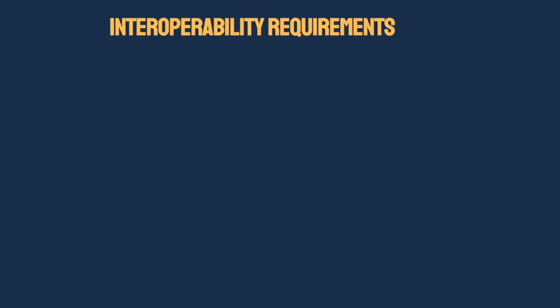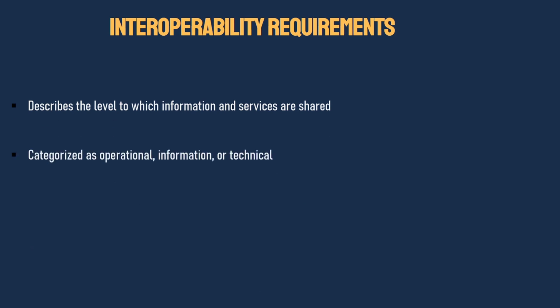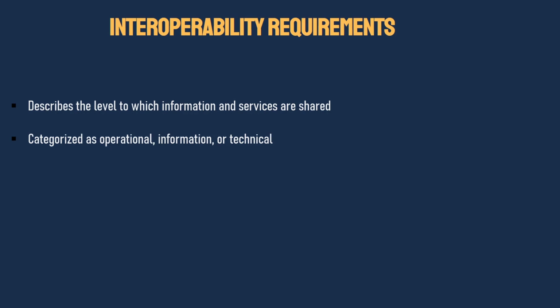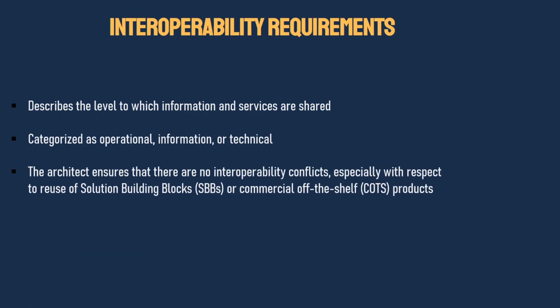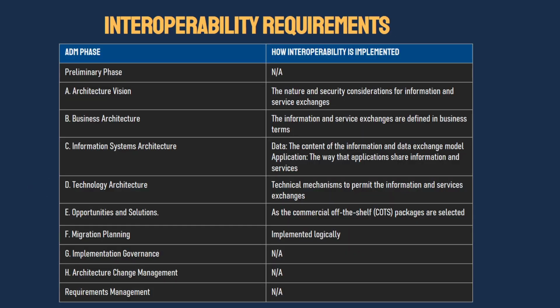Interoperability requirements describe the level to which information and services are shared. They are categorized as operational, information, or technical. The architect ensures that there are no interoperability conflicts, especially with respect to the reuse of solution building blocks or commercial off-the-shelf products. Interoperability requirements come into play in the different phases of the ADM, typically phases A through F.